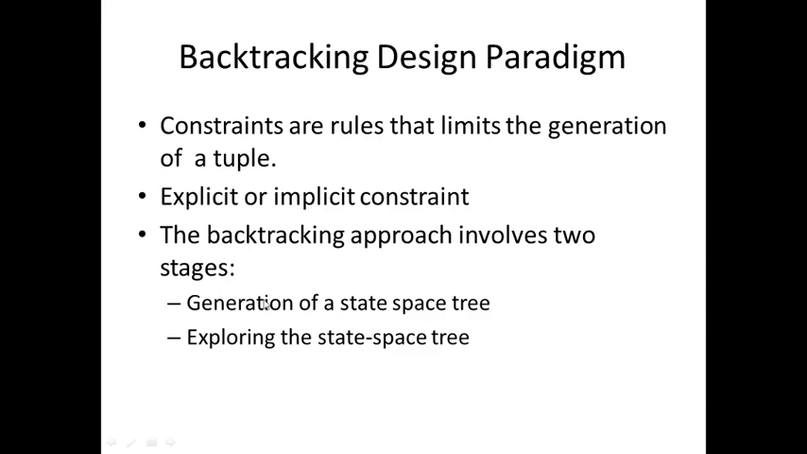And these are the two important steps of a backtracking approach, or important stages. One is generation of a state space tree. And what actually are these state space trees? They are showing all the partial solutions. You have proceeded, you have rejected, everything will be there in this state space tree. And exploring the state space tree means using the state space tree, one can actually find the solutions.